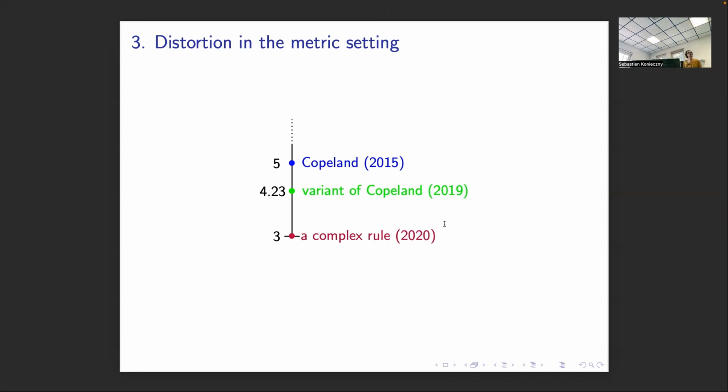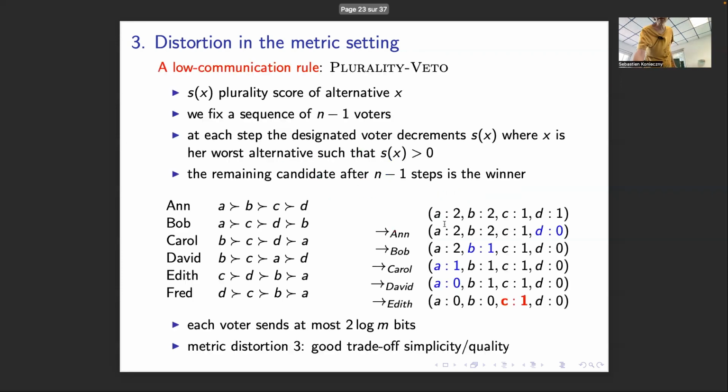But it's very difficult to implement these rules, because they are based on a weird kind of matching mechanism. And then in 2022, there was another beautiful paper, which showed that there is a rule in this family, called plurality veto, which is extremely simple to understand and to implement, and that achieves this bound of 3. By Kizilkaya and Kempe.